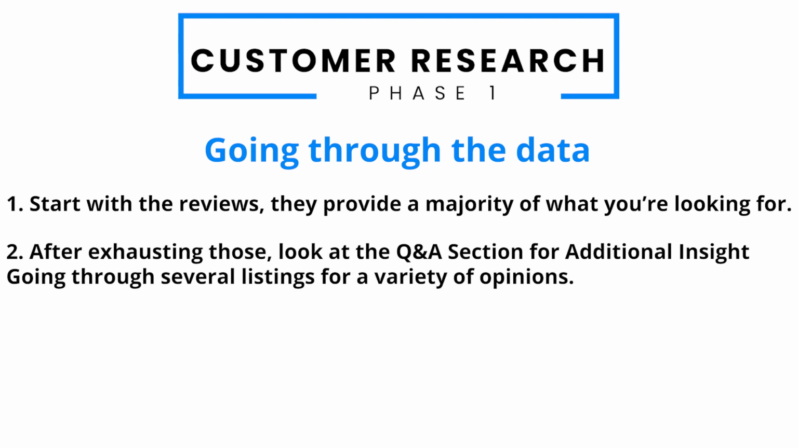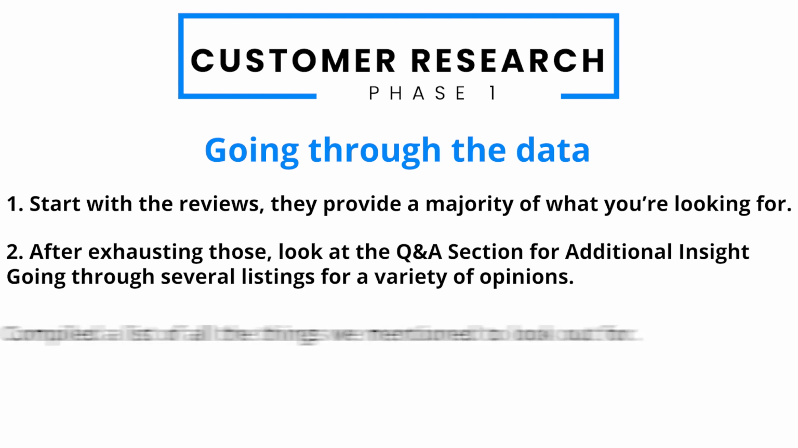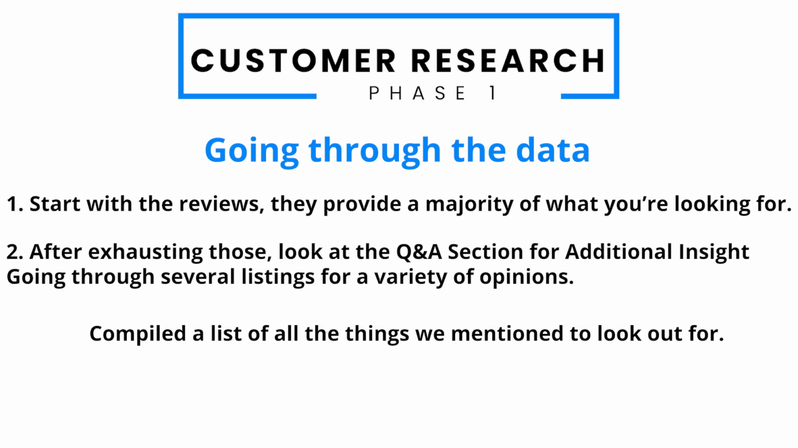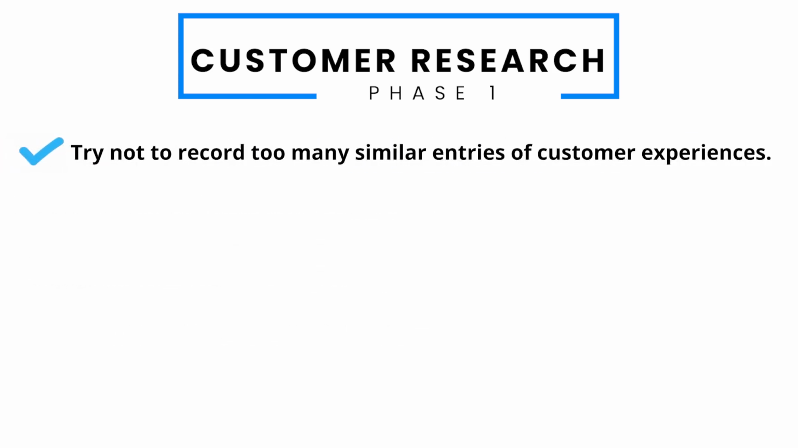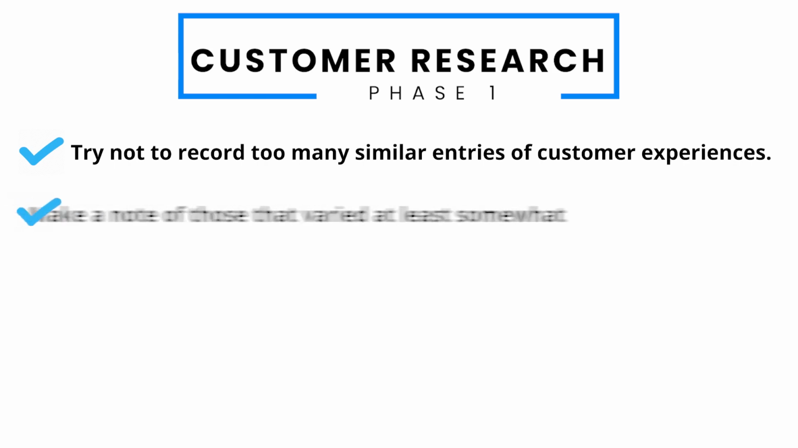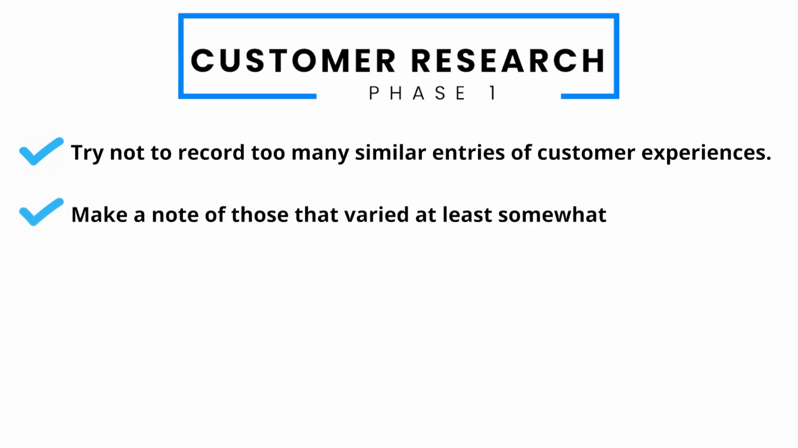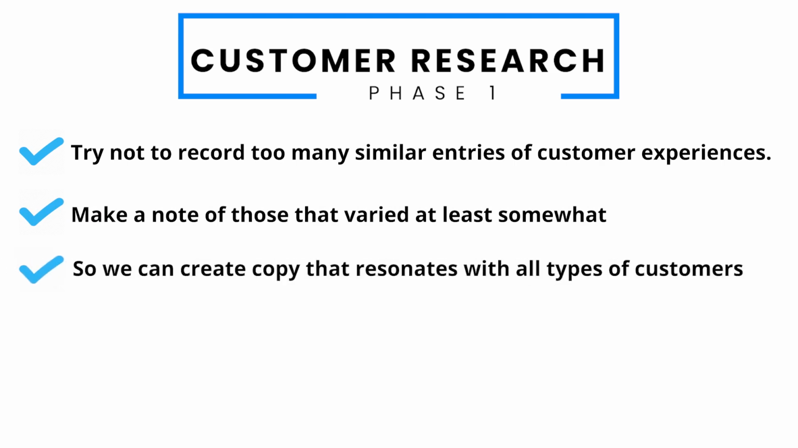When doing this, be sure to go through several different product listings so that you can get a variety of opinions. After reading dozens of reviews, I compiled a list of all the things that we mentioned to look out for. These are in a random list for now, but we'll go through and sort them accordingly in a little bit. When making the list, I tried not to record too many entries of similar customer experiences, instead making note of those that varied at least somewhat. This way we can create copy that resonates with all types of customers.